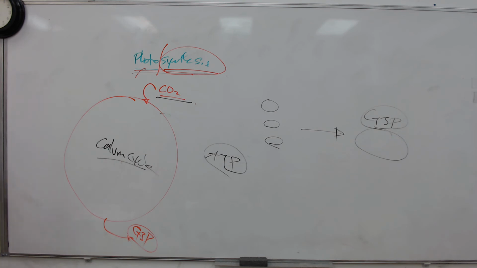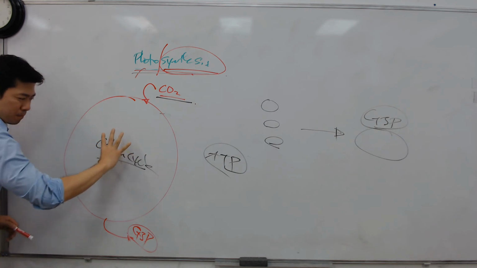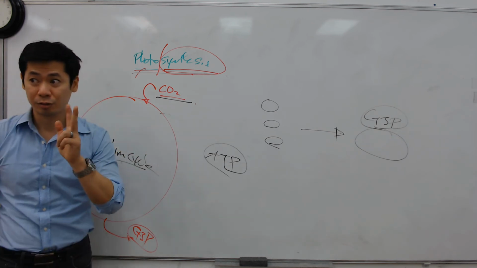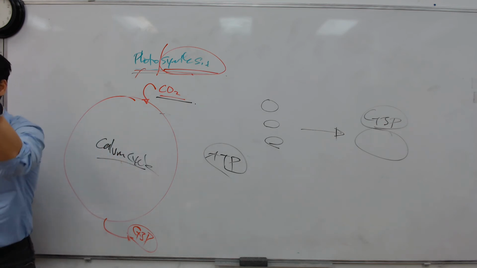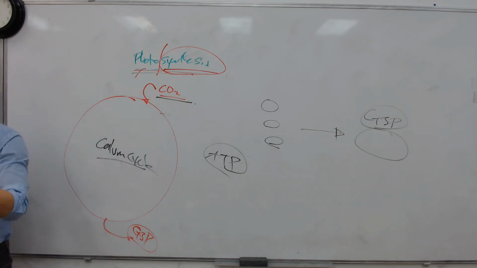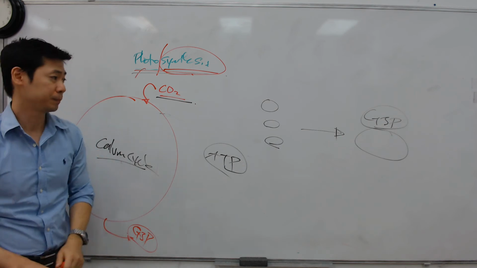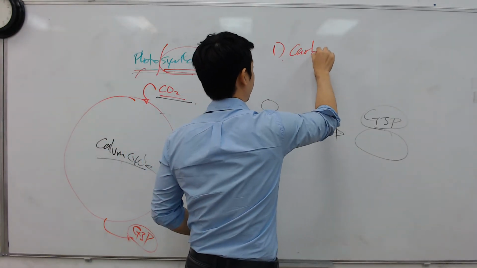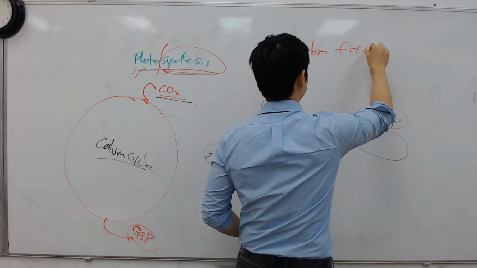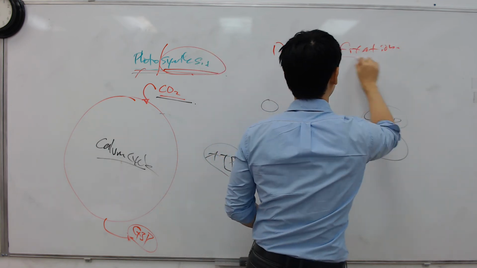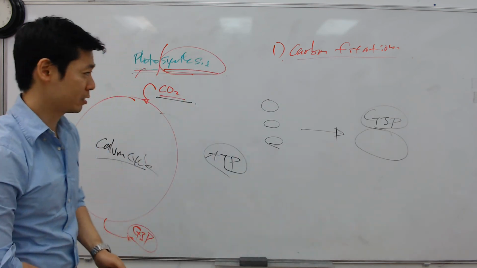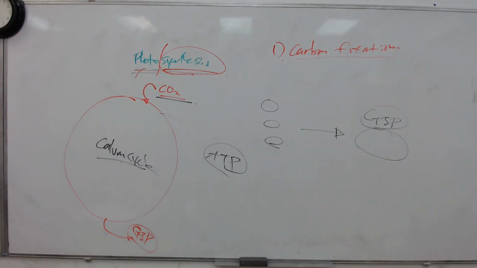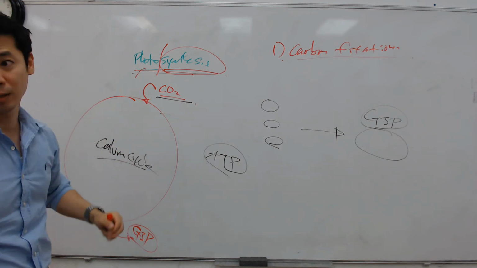So in the Calvin cycle, there are 3 steps. First step is carbon fixation. Very, very important, guys, for you on the AP. Carbon fixation, which means what?